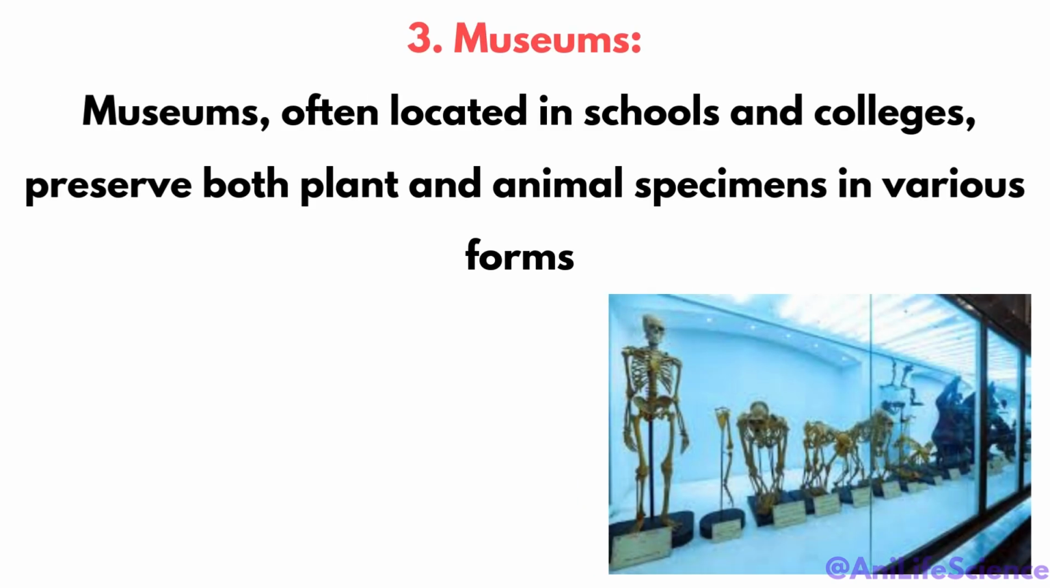Third, museums. Museums, often located in schools and colleges, preserve both plant and animal specimens in various forms. In jars with chemicals for preservation. Dried or as stuffed displays, like birds or mammals. Insect collections are often pinned and displayed for study. Skeletons of animals are also stored for reference. These specimens help researchers and students study the structure and classification of organisms.